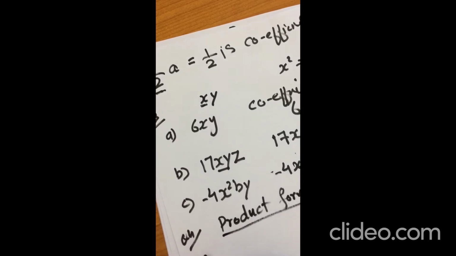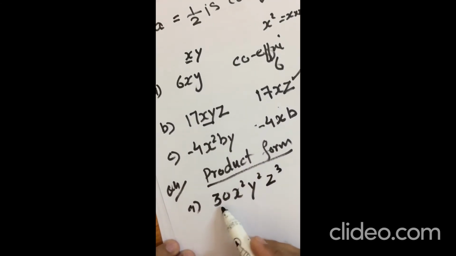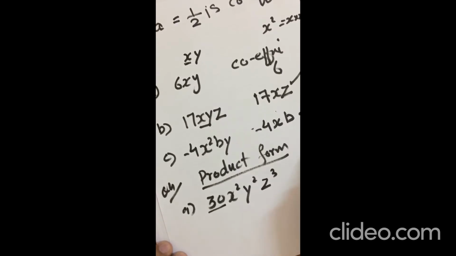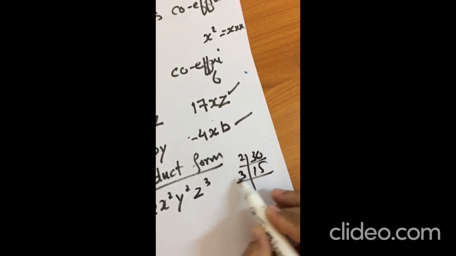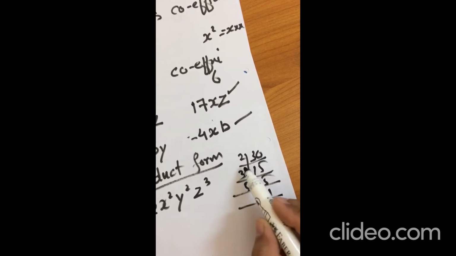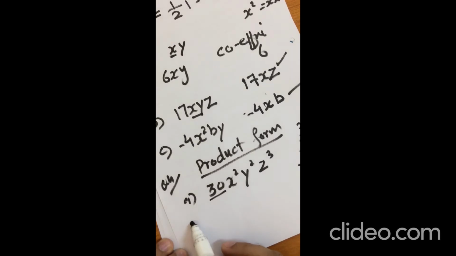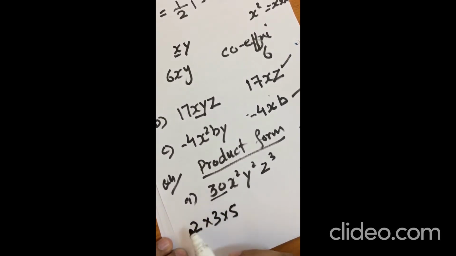We have 30 x square, y square and z cube. This is up to you. This one, 30, we can make the prime factors of 30. 2 15 times, 3 5 times, 5 1 times, and these are 2 multiplied by 3 multiplied by 5. This is the product form of 30.